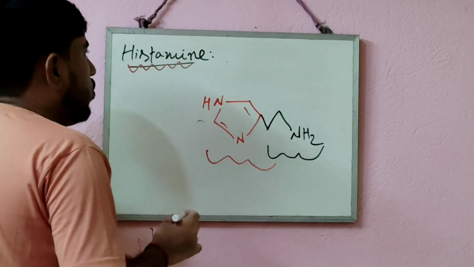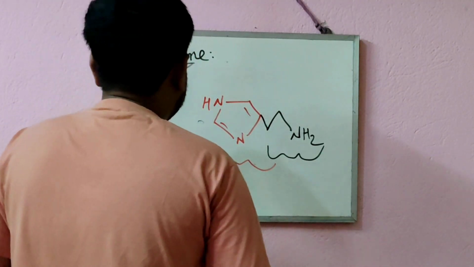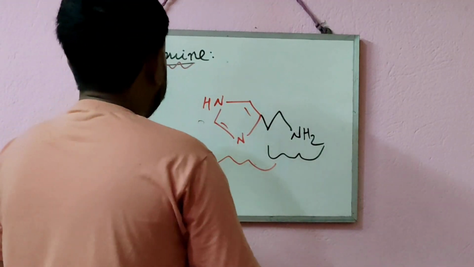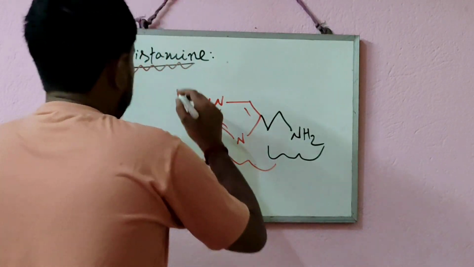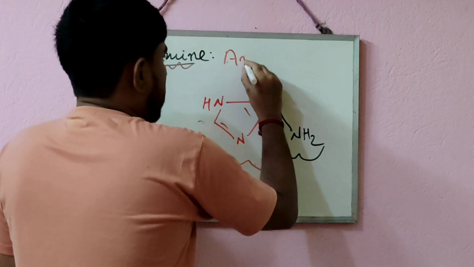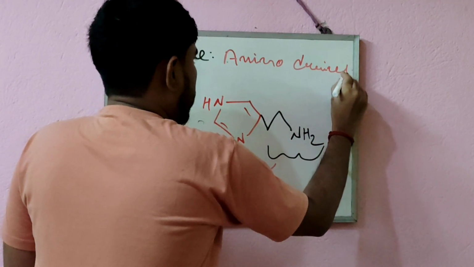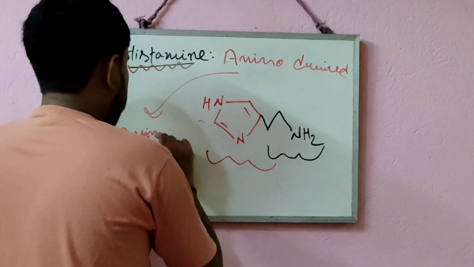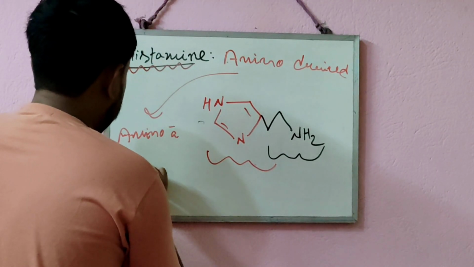Histamine is an autacoid. I told you in the previous class, when I discussed the classification of autacoids, about amino-derived autacoids. Histamine is one example of that. So histamine is an autacoid which is amino derived, which is derived from an amino acid. That amino acid is histidine.